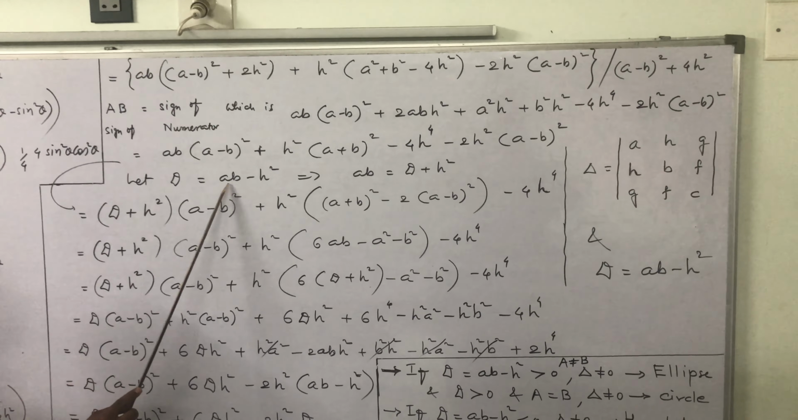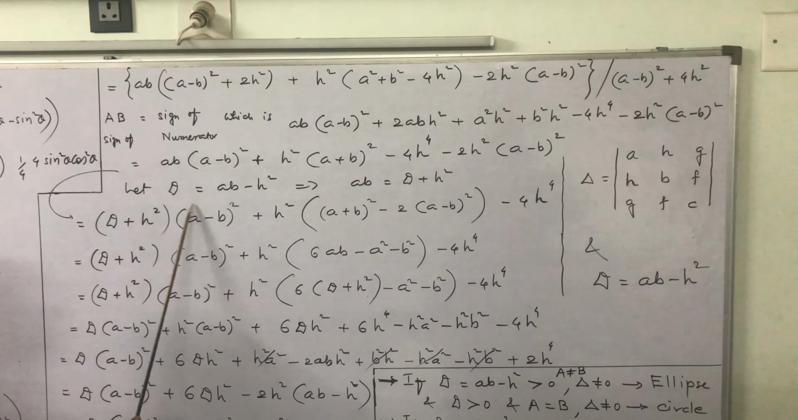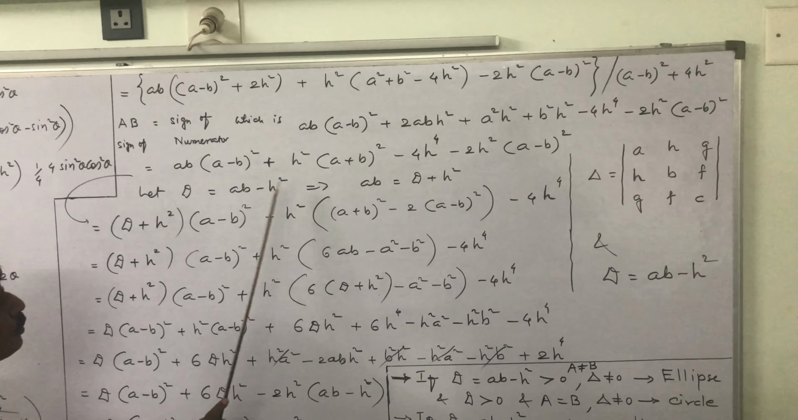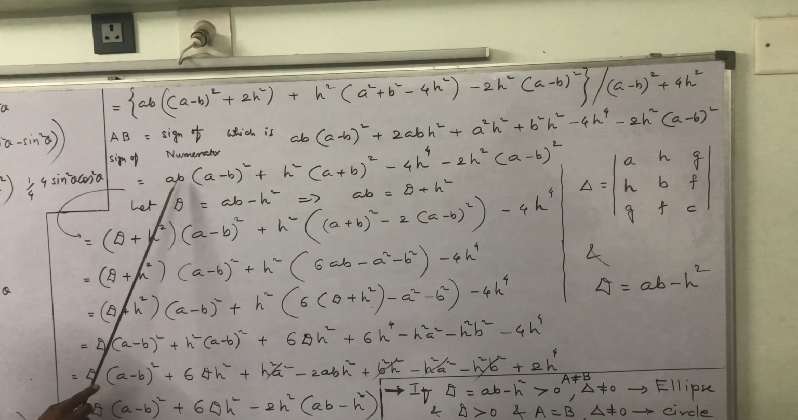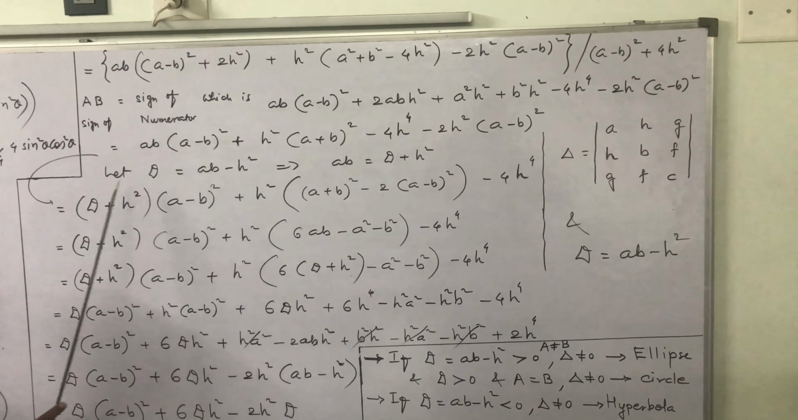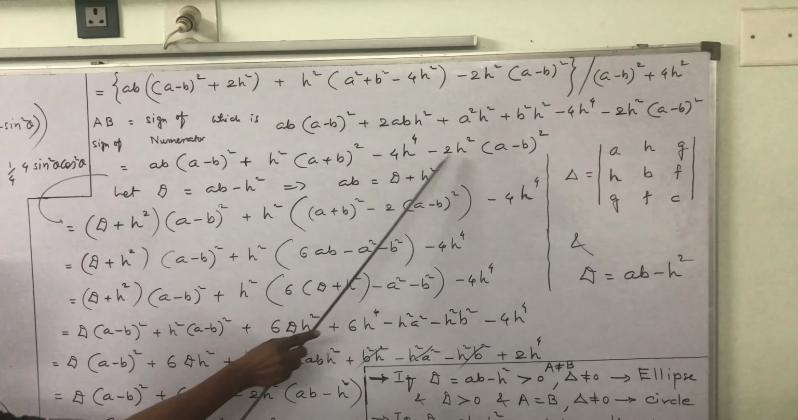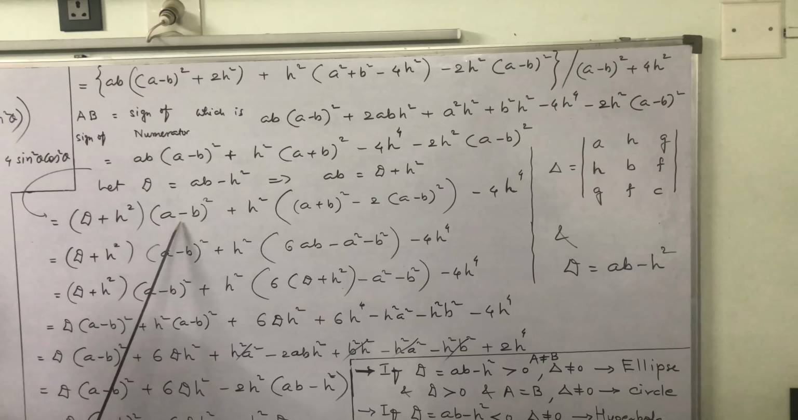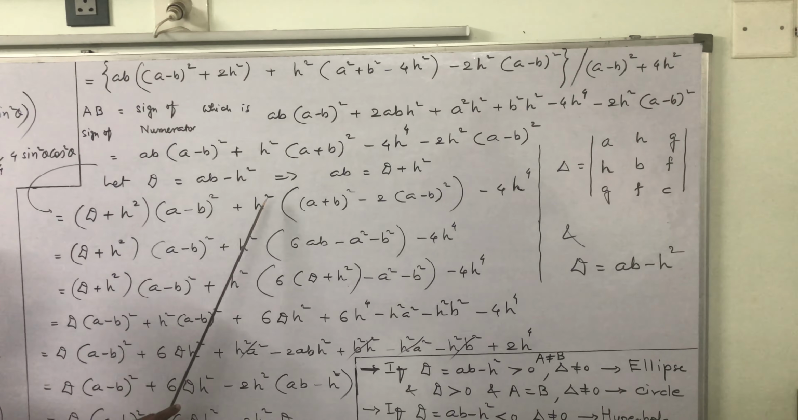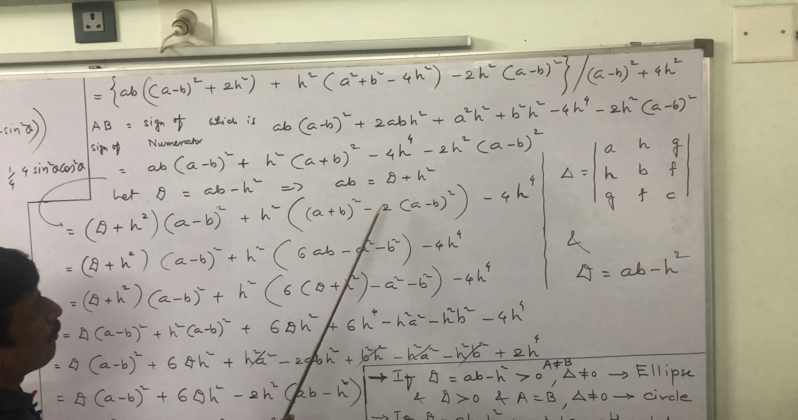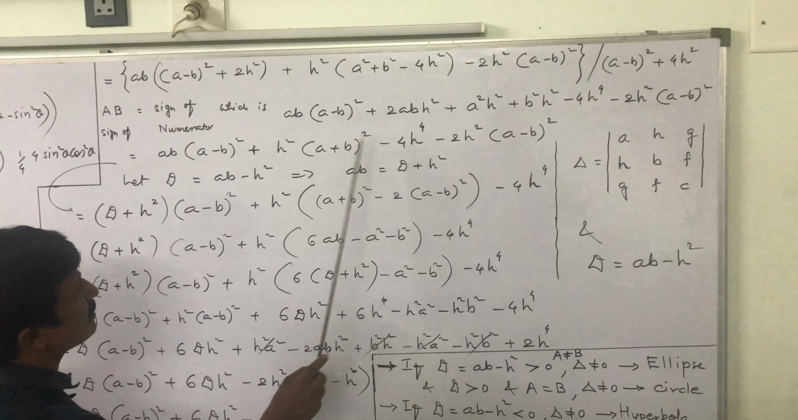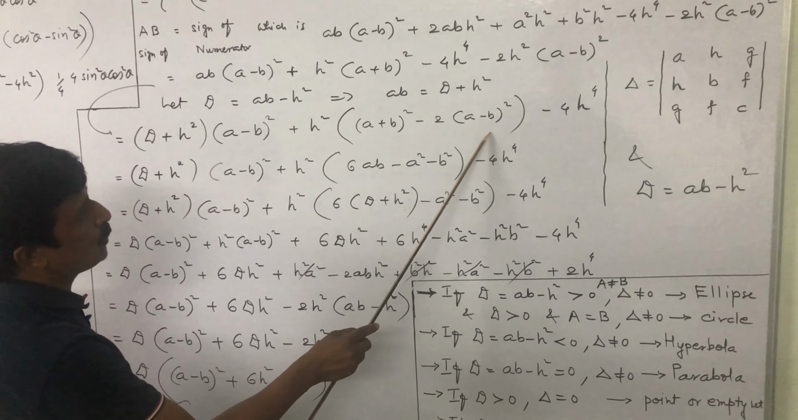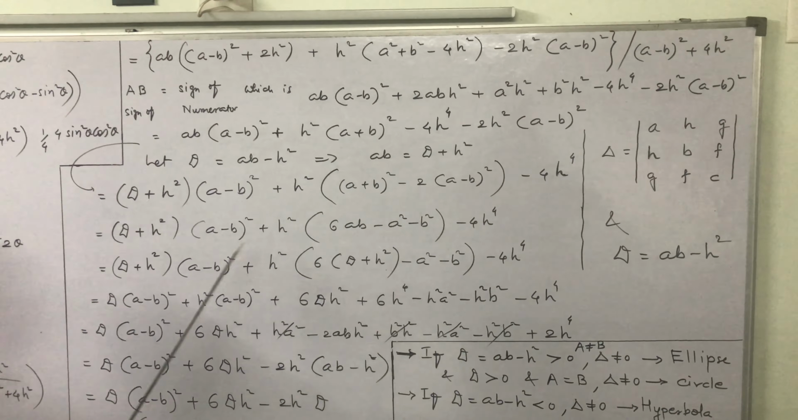Let d equal to ab minus h square. If we suppose d equal to ab minus h square, that is ab equal to d plus h square. So substituting ab equal to d plus h square in the above expression, we have (d plus h square) into (a minus b) whole square plus h square into (a plus b) whole square minus these two terms, taking common h square, (a plus b) whole square minus 2 into (a minus b) whole square, minus 4h raised to 4.